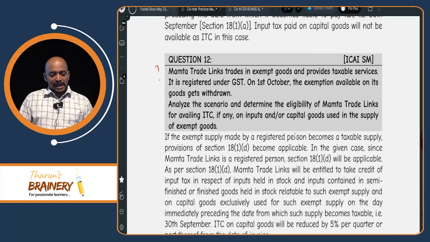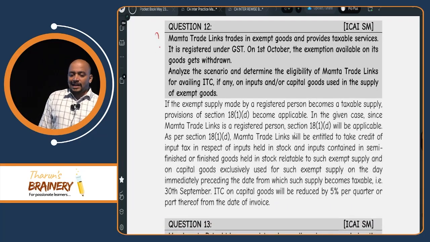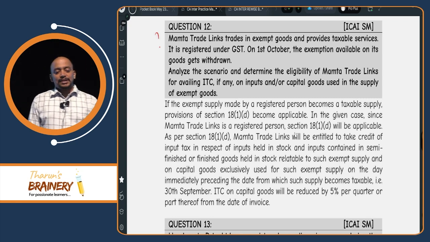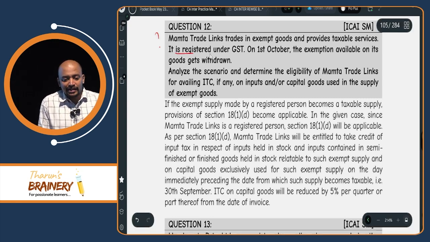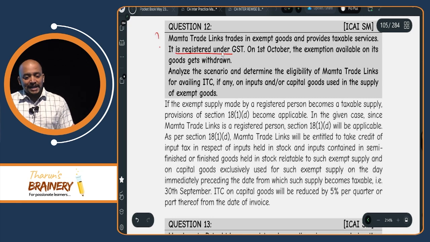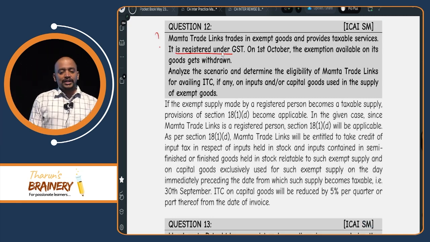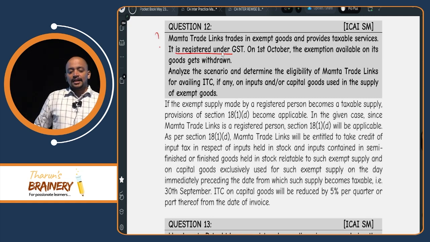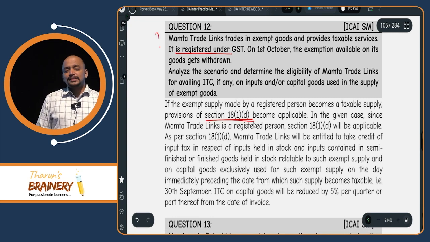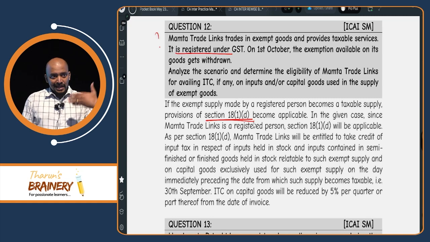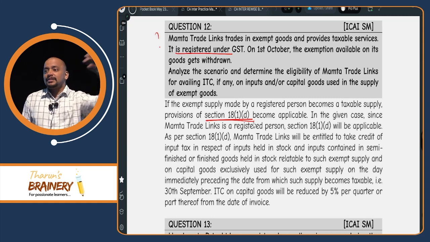Next, question number 12. Mamta Trade Links trades in exempted goods and provides taxable service. So it is registered. On 1st October, exemption available on the goods gets withdrawn. Analyze the scenario and determine the eligibility of Mamata Trade Links. 18(1)(a) or 18(1)(d)? 18(1)(d). Because they are already registered and their outward supply, which was exempted, now became taxable.